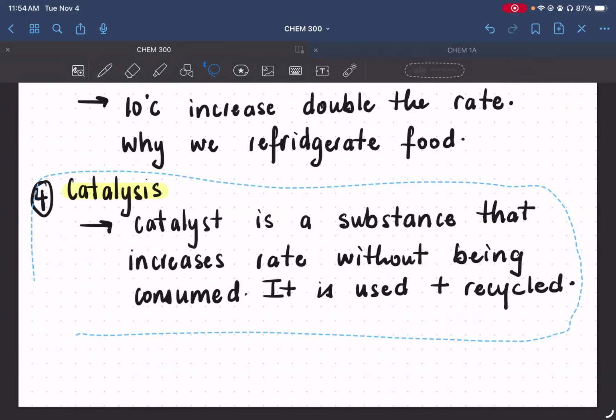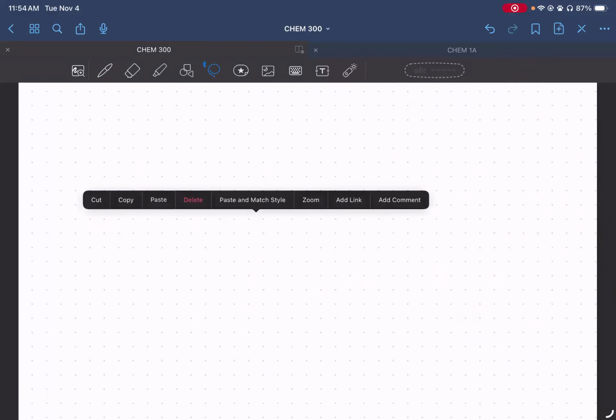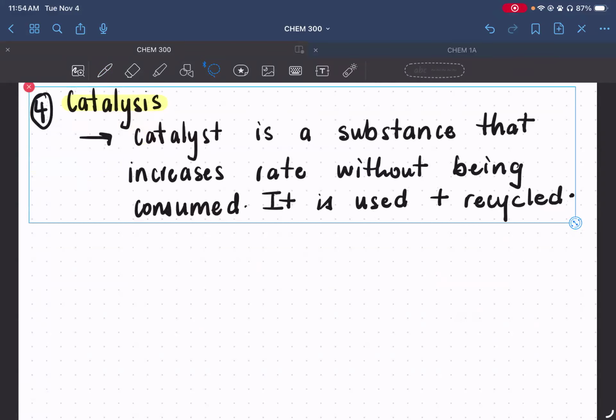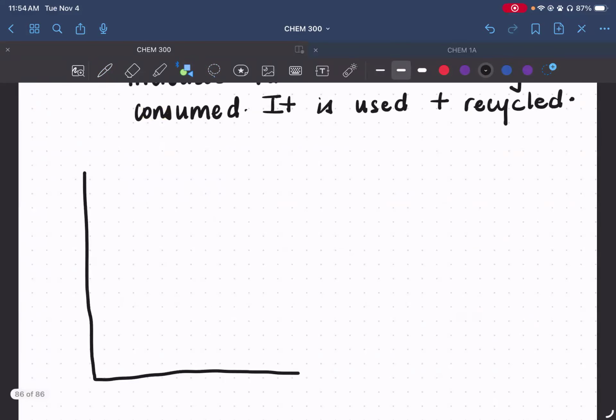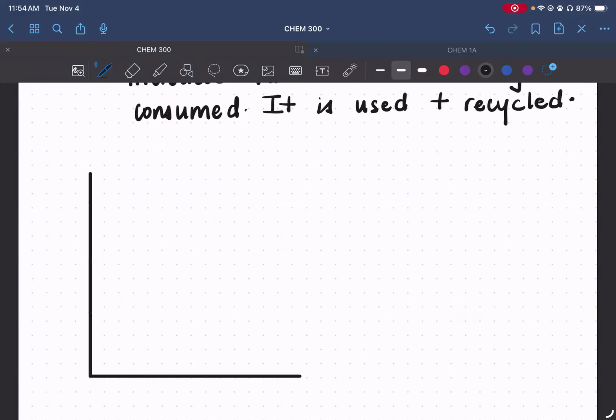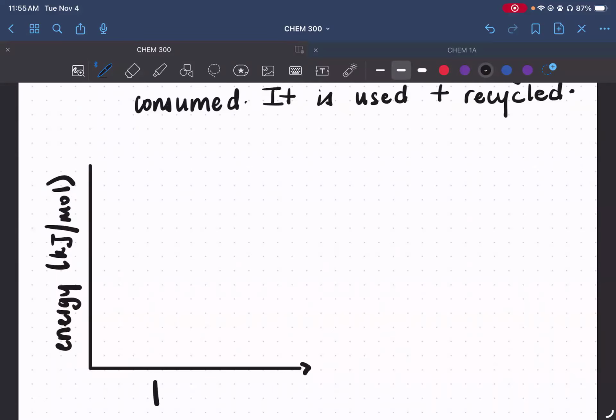How exactly does a catalyst work? We're actually going to draw a graph. Let me copy this over to another page. On this graph, on the y-axis, this will be energy, which we know from last week is traditionally in kilojoules over mole. The x-axis is in time, which of course could be seconds, minutes, hours, or whatever.